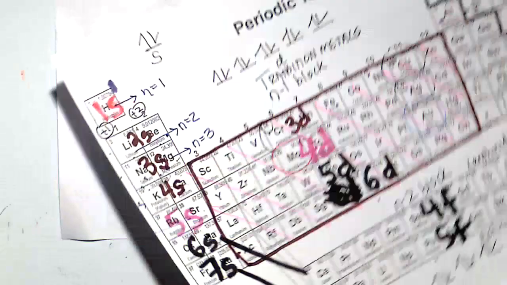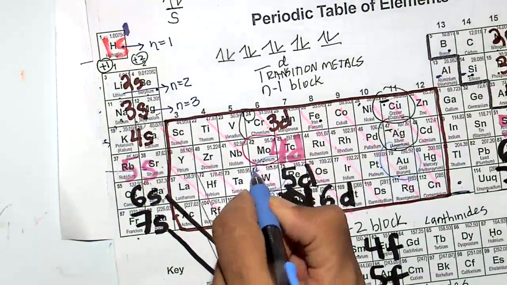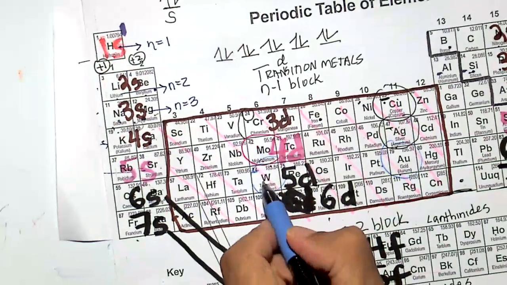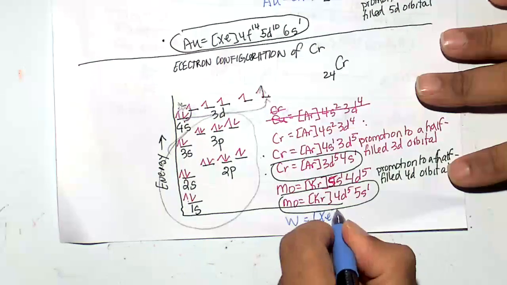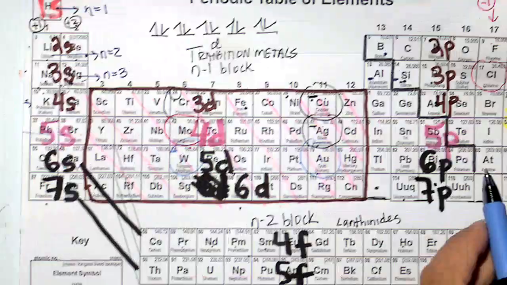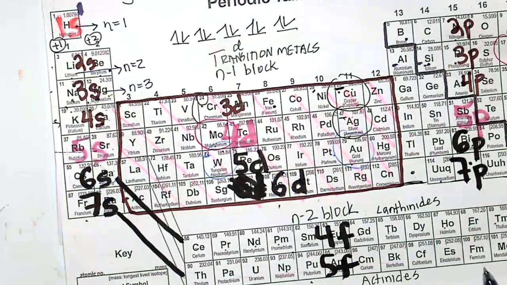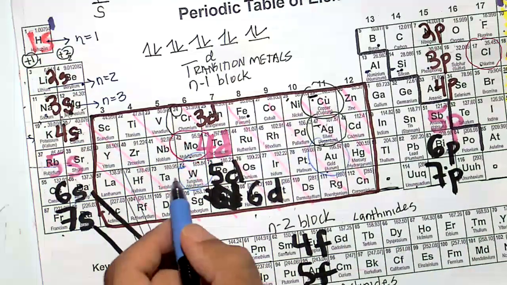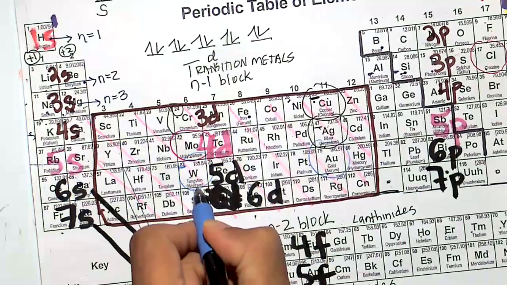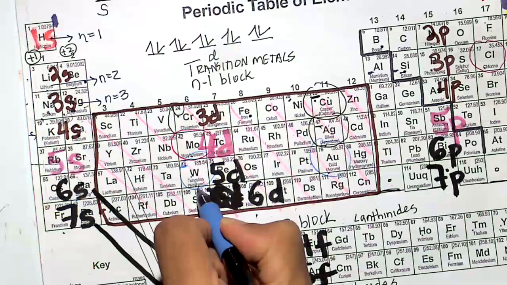All right, and below molybdenum would be tungsten. What would the electron configuration for tungsten be? We have 74 electrons. 54 will go the way of xenon. And then what would the electron configuration be? Xenon 6s1, 4f14, 5d5. This is promotion to a half-filled 5d orbital.